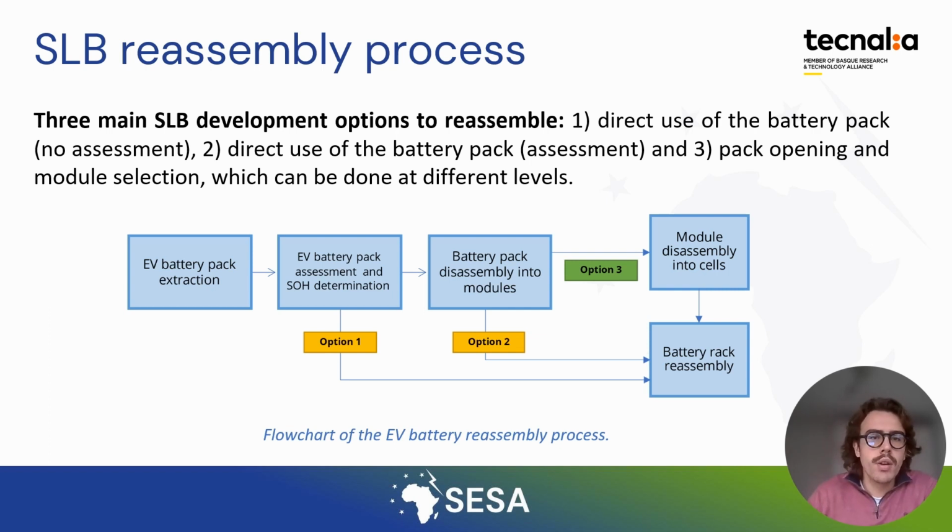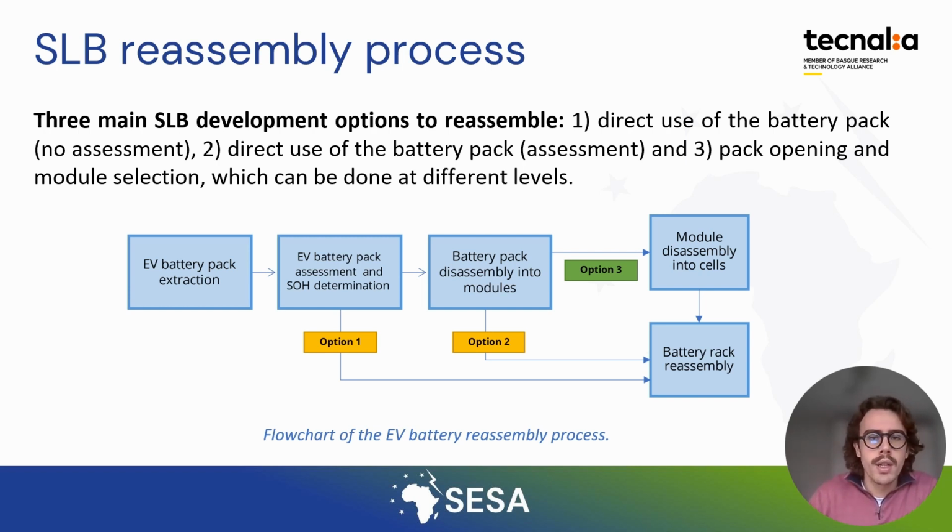Nowadays, two main second life battery development processes are applied. One is based on direct use of the battery pack, so the battery is not opened and modules are not selected. And the second is based on opening the battery pack and selecting the most suitable modules based on state of health measurement. In Figure 2, you can see a flow chart of the EV battery disassembly process.